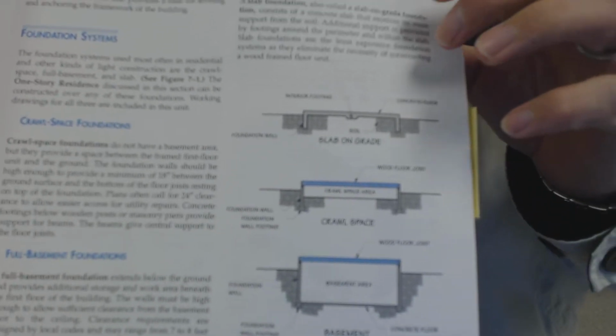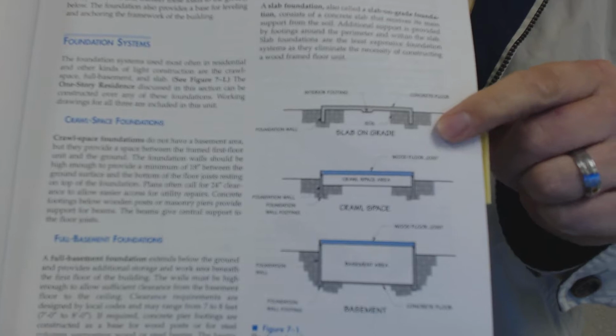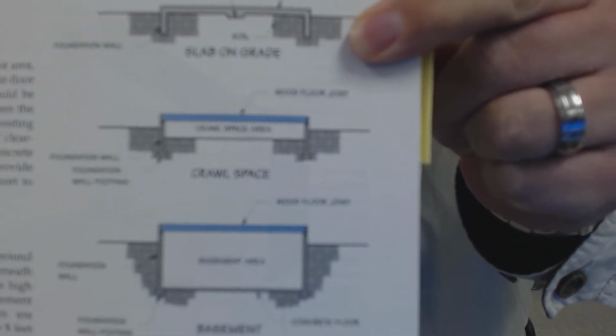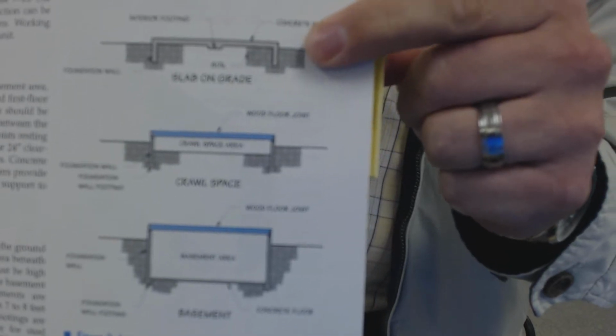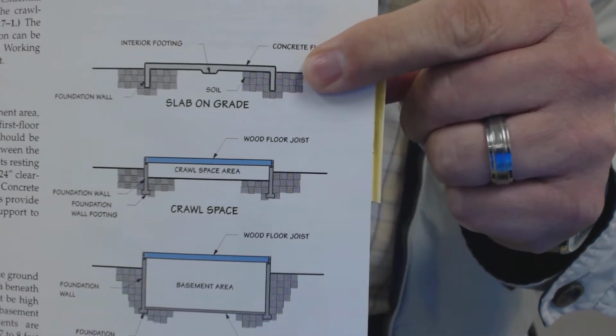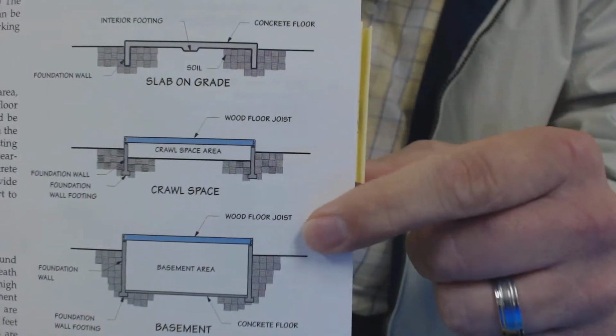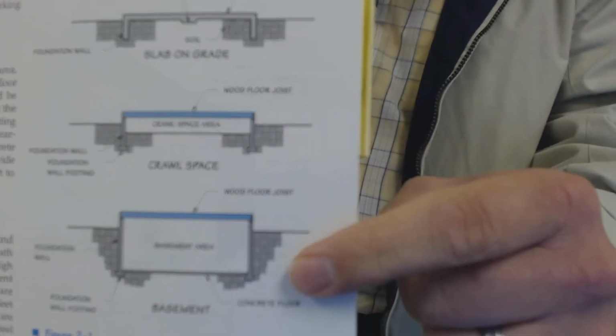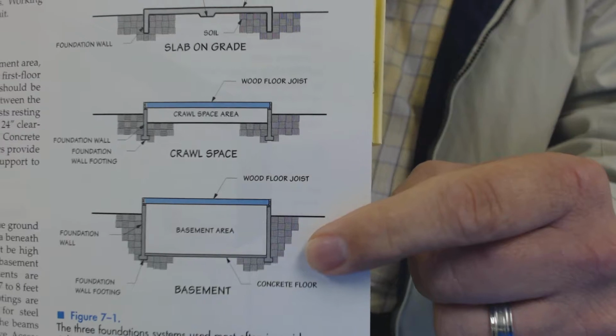Alright, and if you look on your screen, can y'all see that pretty good? This one right here is your slab on grade. This right here is your crawl space. And this one right here is your full basement.